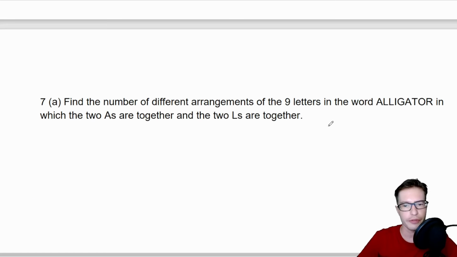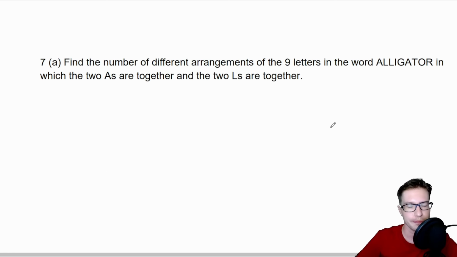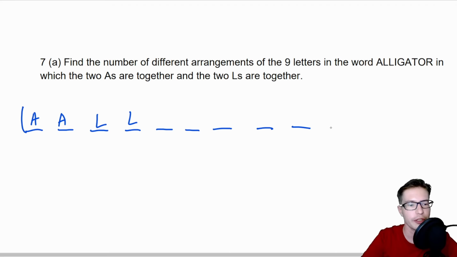Okay, here we go, everybody's favorites, combinations and permutations. Right, the first one we have 9 letters, so I'm going to draw 9 spaces. Now, the two A's must be together, and the two L's must be together. And for this sort of question, we have a technique, I call it mega objects. So I combine the two A's into one larger mega object, and the same goes for the two L's.